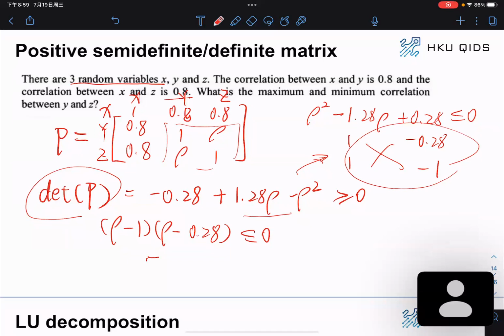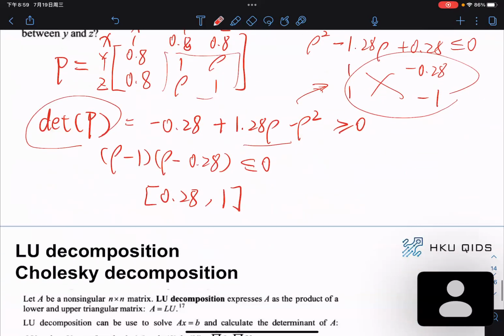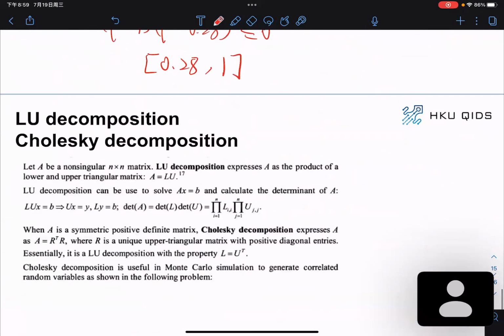And then we know the range is 0.28 to 1. And we solve the question. So now let's come to the last part, which is the LU decomposition and Cholesky decomposition.